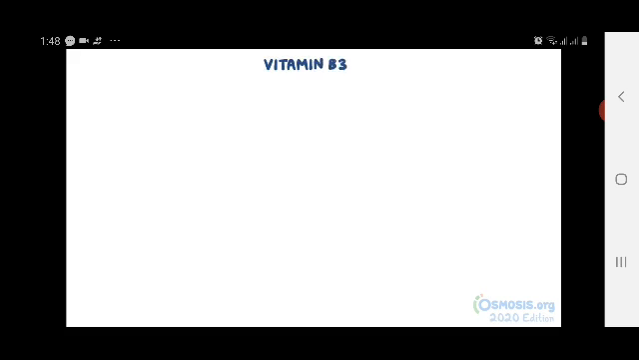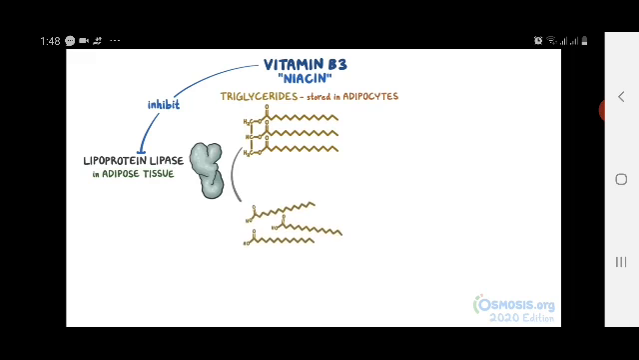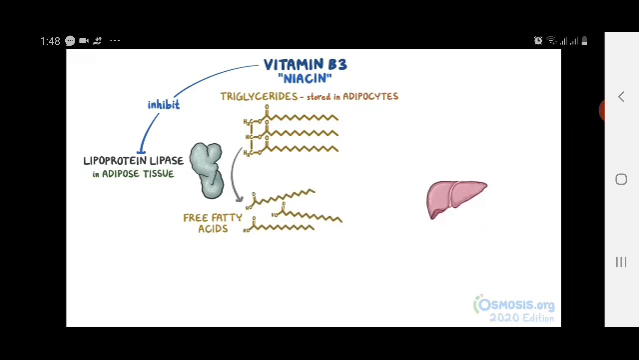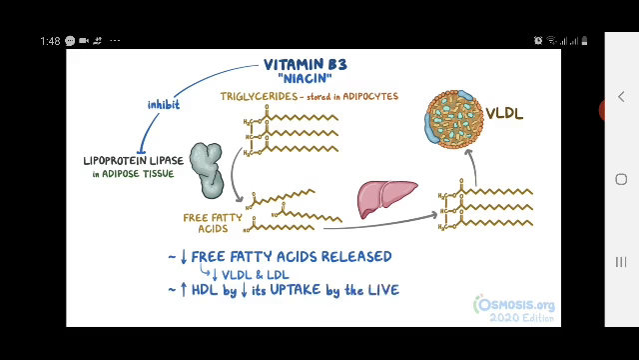Speaking of vitamins, the next lipid-lowering agent is vitamin B3, or niacin. Niacin works by inhibiting lipoprotein lipase in adipose tissue. These lipases cut up the triglycerides stored within the adipocytes and release them as free fatty acids. The liver uses these free fatty acids to create triglycerides, which in turn form VLDLs. Niacin will decrease the amount of free fatty acids released, which leads to a moderate decrease in VLDL and LDL levels. Finally, niacin can cause a moderate increase in HDL by decreasing its uptake by the liver.